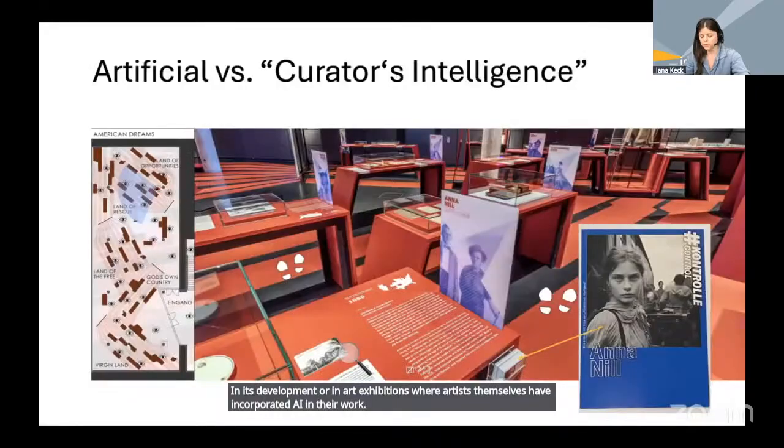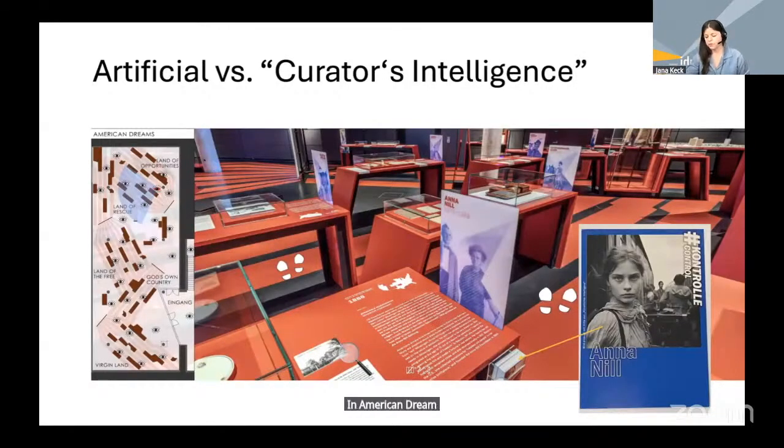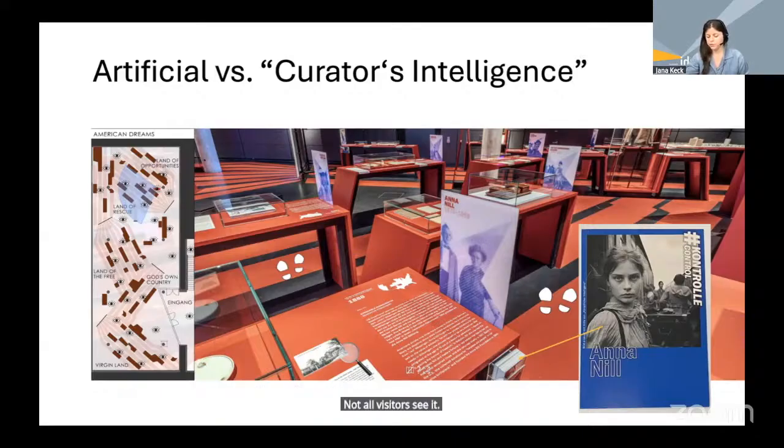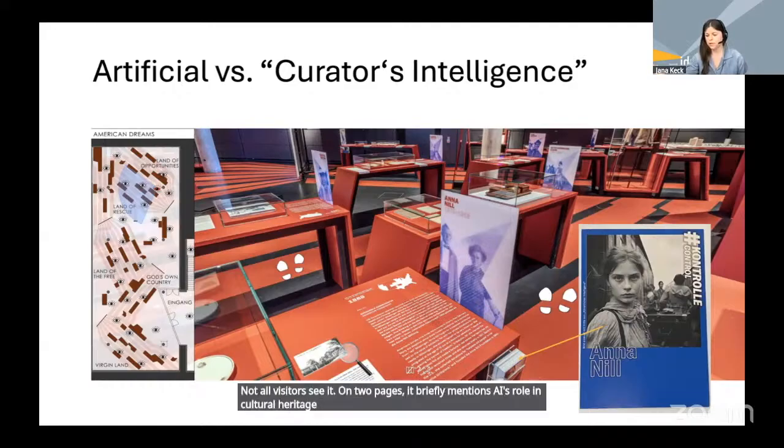In American Dreams, the exhibition catalog provides the only source of information about the AI tools used, and since it must be purchased, not all visitors see it. On 2 pages, it briefly mentions AI's role in cultural heritage and describes 2 media stations that creatively present migration history and demonstrate AI's functionality.